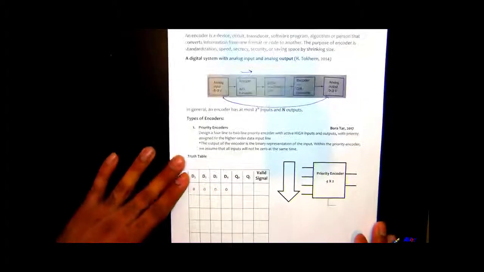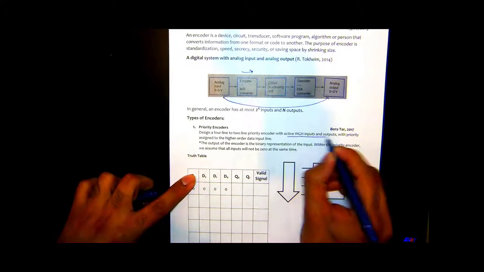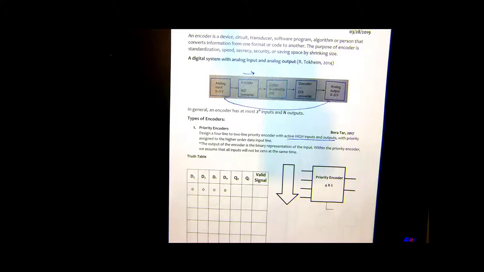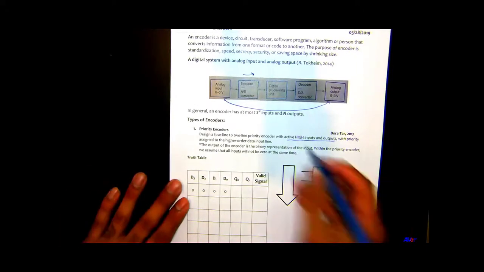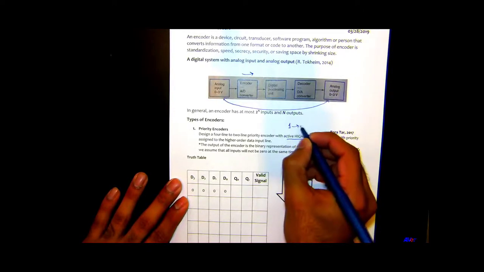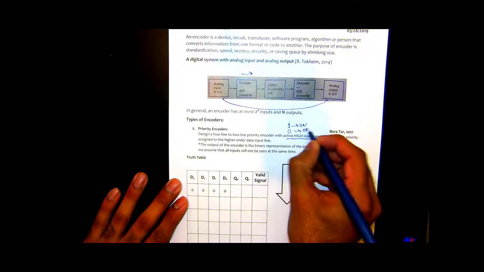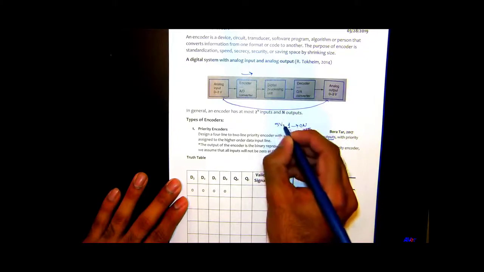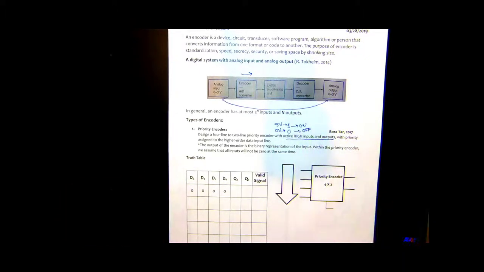Okay. Moving on to the types of encoders, the first one we're going to learn about is the priority encoder. Design a 4-line to 2-line priority encoder with active high inputs and outputs. What does active high input mean? When we are talking about ICs or chips and we say active high, that basically just means 1 is on and 0 is off. In other words, 5 volts is considered logic level high, 0 volts is considered logic level 0, and 0 means off.